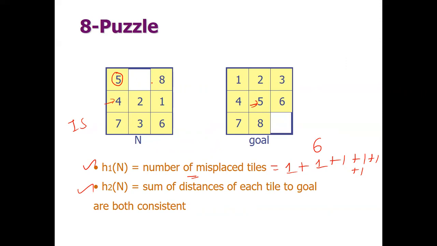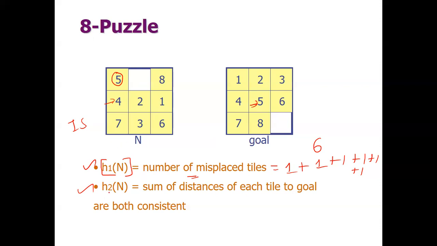Again, if you move this here, then the heuristic value will change. But this is how we calculate. If you use this first heuristic function to solve this problem, this is how we calculate the heuristic value.